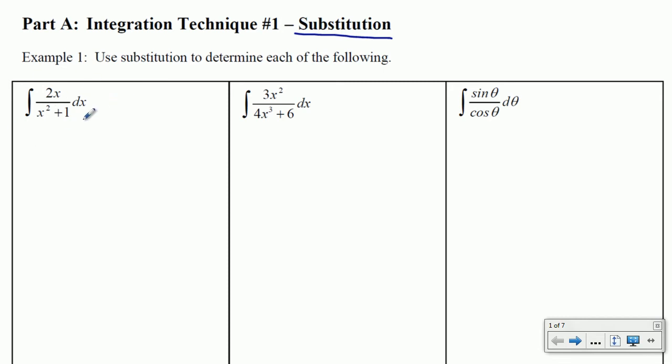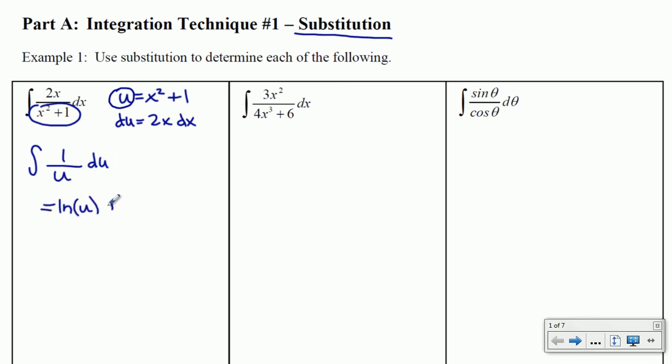So with this first one, I'm going to substitute x squared plus 1. So I will do u equals x squared plus 1. Now du with respect to x would give us something like this. And you can see that 2x dx appears in the integral as well. So if I replace x squared plus 1 with a u, I would get something over u. And because 2x dx is equal to du, I can just replace the integral here with 1 over u du. And the integral of 1 over u is just ln of u plus some constant.